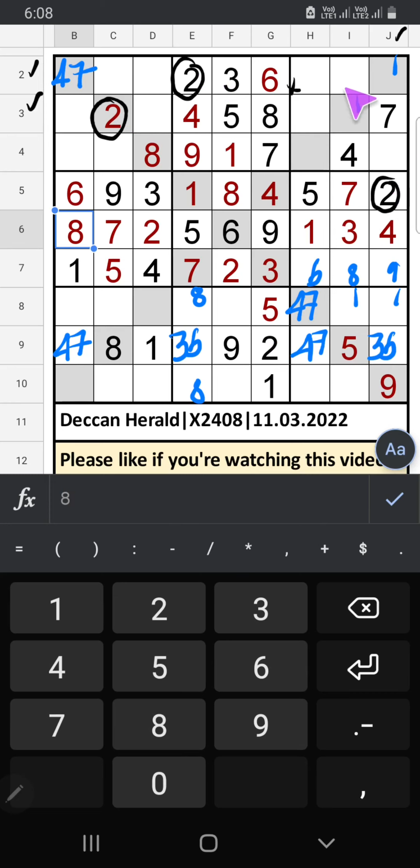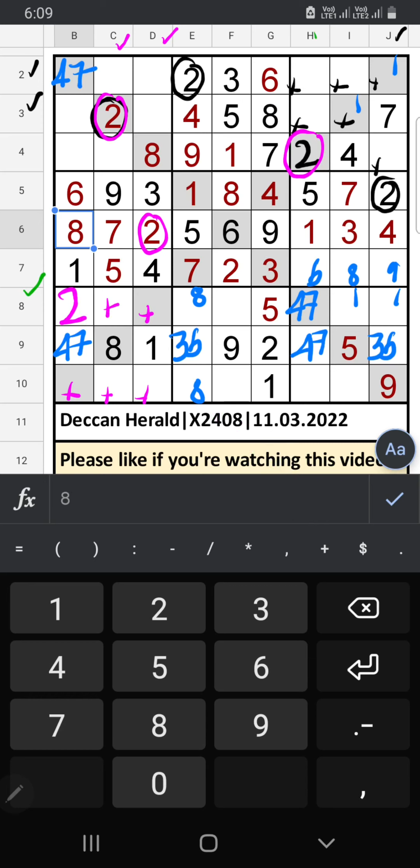So 2 can't come in these cells. Then 2 is confirmed here. In this diagonal, we have 2. So 2 can't come in these cells. Column C and column D also we have 2. So 2 can't come in these cells. Then 2 is confirmed here.